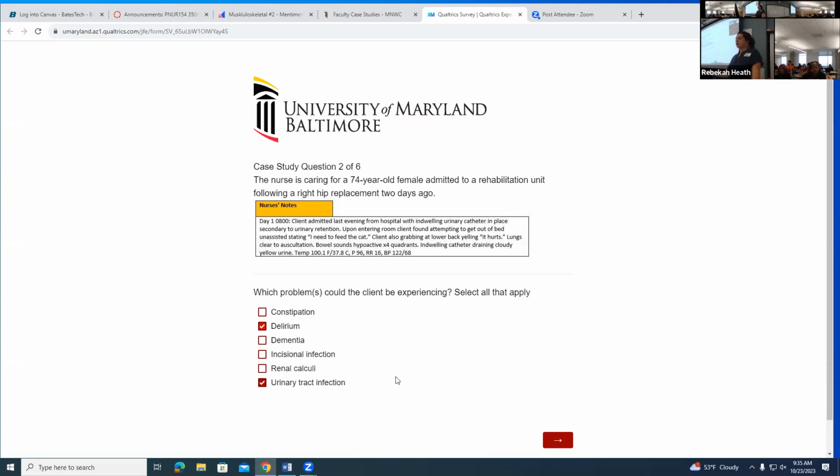Right. So I would say probably delirium and UTI, like those are the things that she might be experiencing. Which are the correct answers. Renal calculi, just for you guys who are thinking that, if you have a urinary tract infection, which is what we're looking at, that can have pain that radiates to your lower back, like your kidney area.